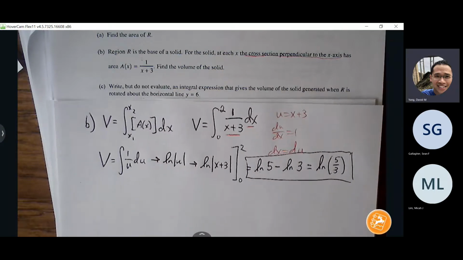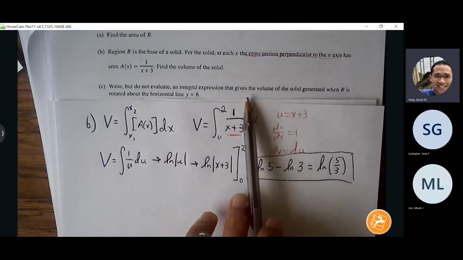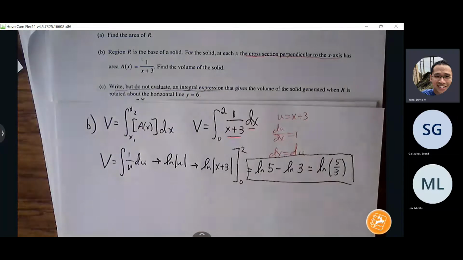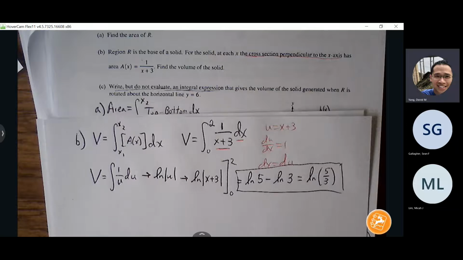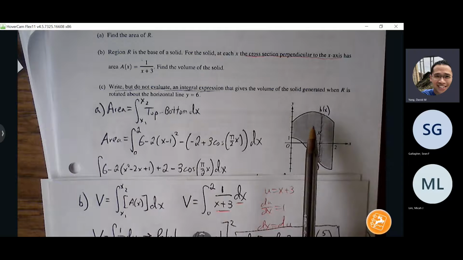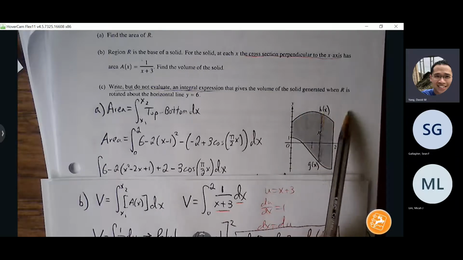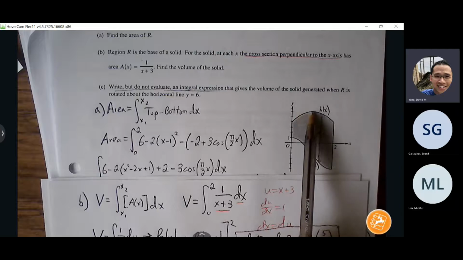Part C, it says write but do not evaluate an integral expression that gives the volume. So the nice thing, we only have to set it up. We don't have to worry about finding the actual volume. Find the volume of a solid generated when R is rotated about the horizontal line y equals 6. So y equals 6, 1, 2, 3, 4, 5, 6. So y equals 6 is going to be right there, basically skimming the surface of the curve. And we see that it's up against the curved surface.